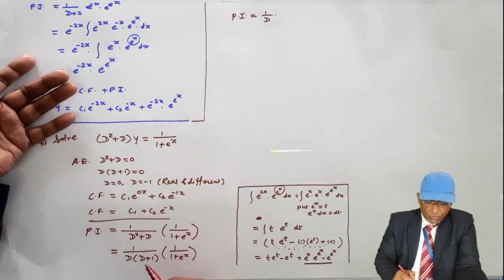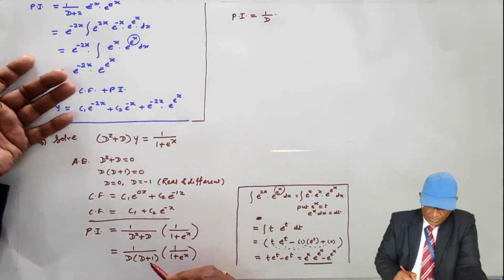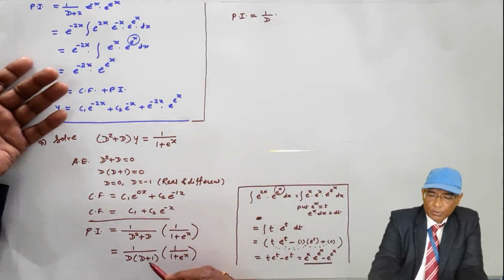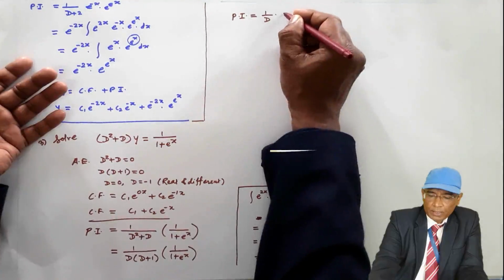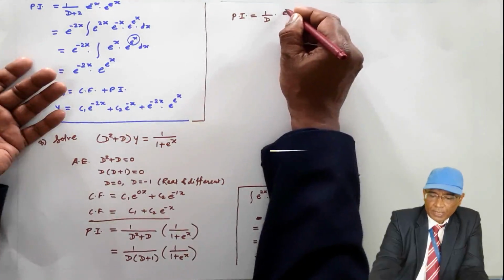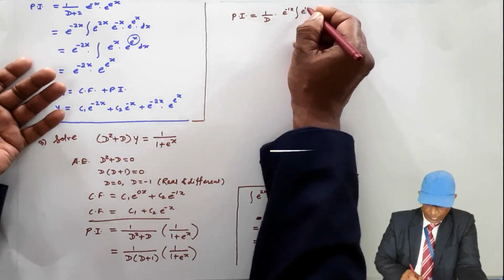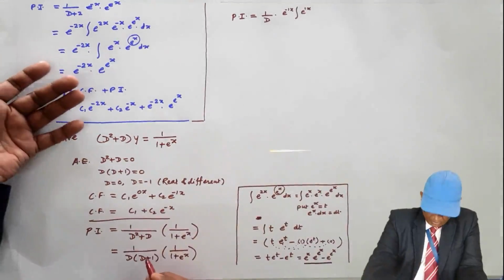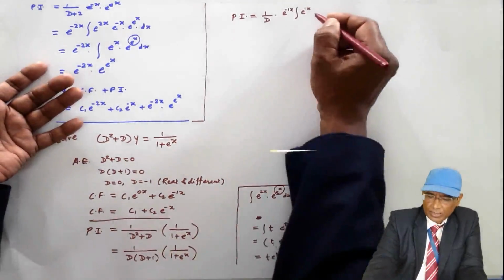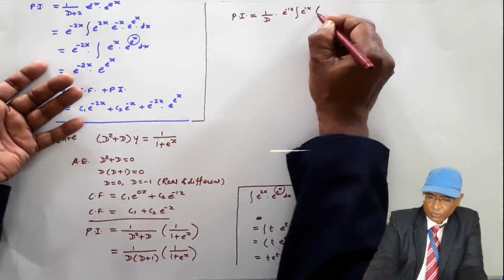The 1 by D plus 1 is what? 1 by D plus a is what? It is e to the power minus 1x, integral e to the power 1x, and D plus a is there, on this right hand side: 1 by 1 plus e to the power x.